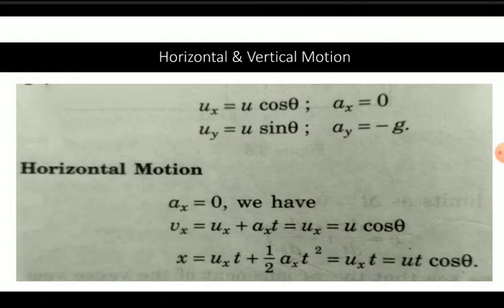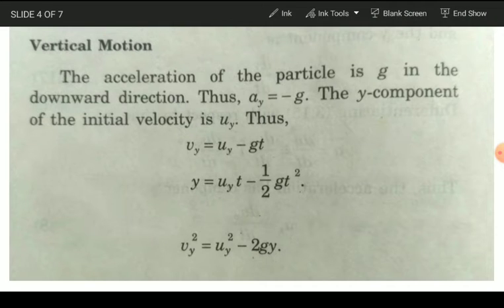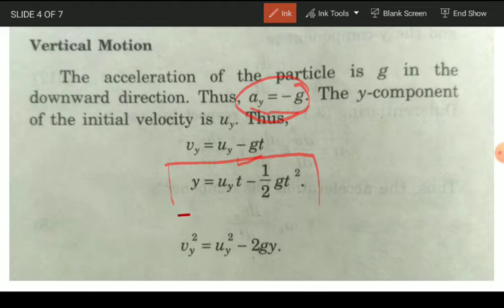Now moving forward, so this was about the horizontal motion. Now let's see the vertical motion. In the vertical direction, the acceleration is in the downward direction, that is minus g. If we apply the first equation of motion, that will be vy is equal to uy minus gt. Here it would be minus g because the acceleration is minus g. If we apply the second equation of motion, it would be y is equal to uy t minus half g t square.